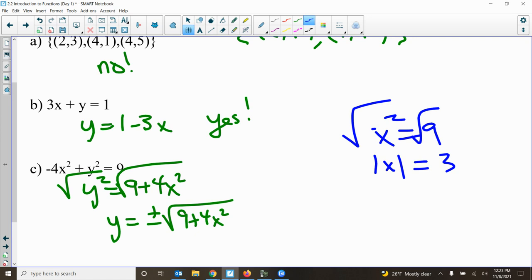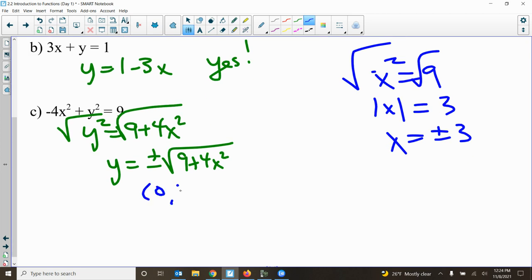Well, if absolute x is 3, doesn't that mean x is plus or minus 3? Yeah. Same thing here. It's just more complicated. So we just always have plus or minus. Yes, when you're taking the square root of both sides. So now notice, in this case, 0 would get mapped to 3, but it would also get mapped to negative 3. Okay?